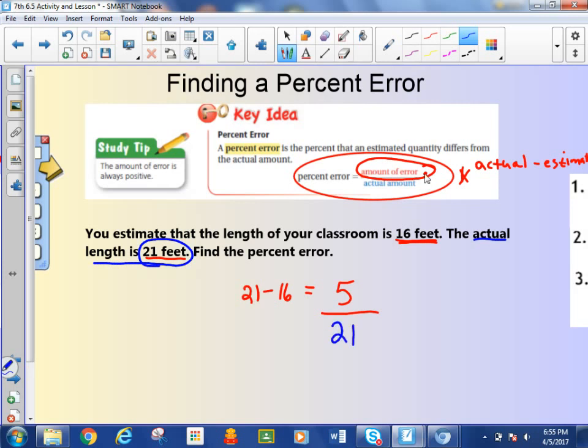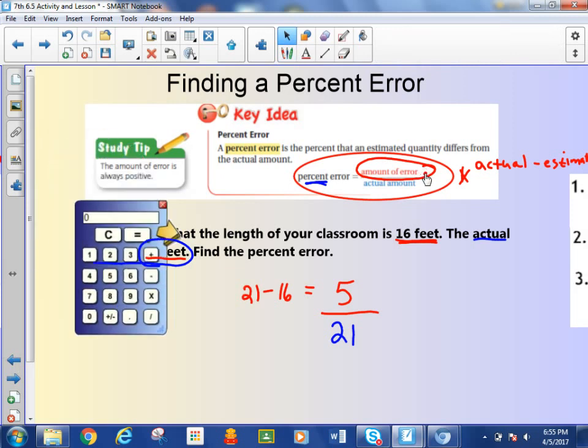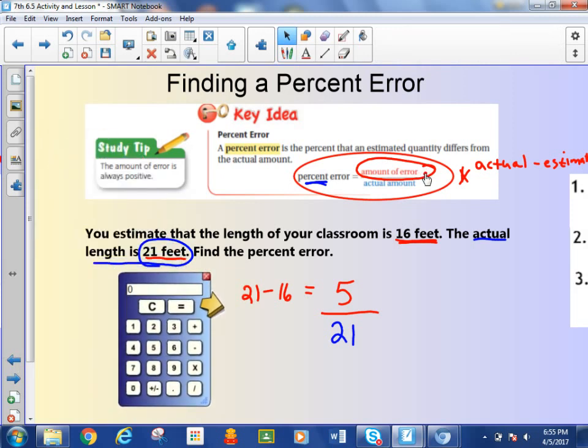Now, this is working with percent, so we're going to convert this into a percent. To do that, we take the top number, 5, divided, because that's our fraction bar, by 21. And when we do that, we get 0.238 and so on. I'm going to take the first three digits, 0.238, and round to the nearest hundredths place, because percentage always works with two places.